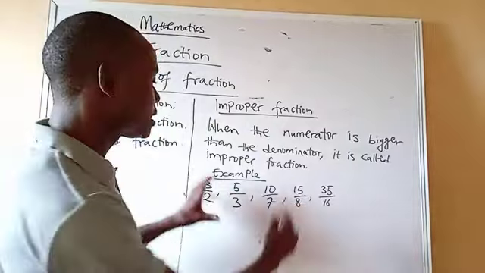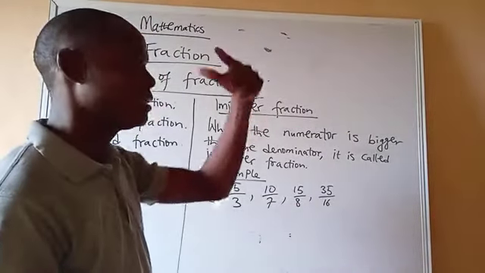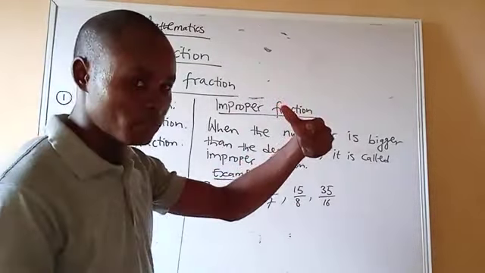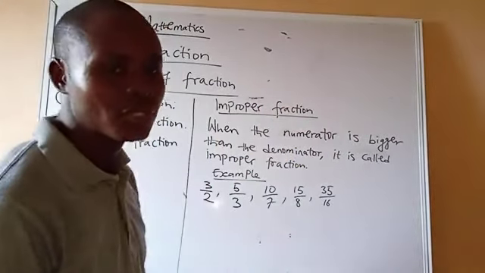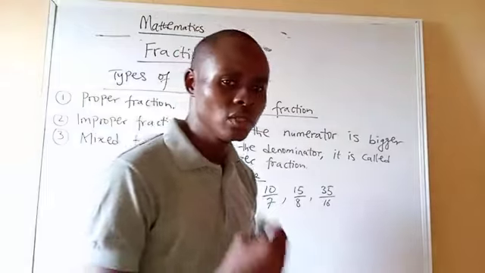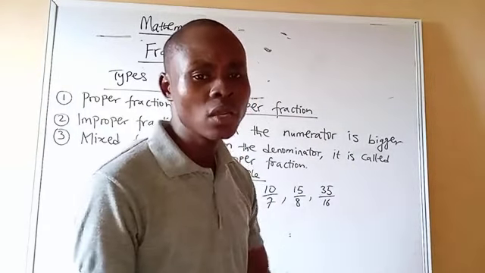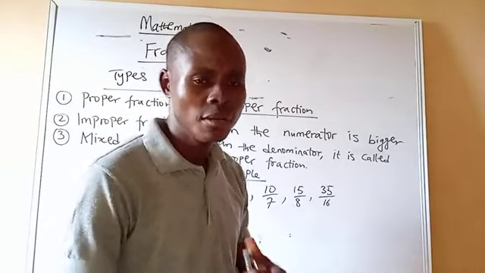So when you look at it like this, that the one at the top is bigger than the one below, it is called improper fraction. Hope you understand. So the next video, I'm going to tell us what mixed fraction means.